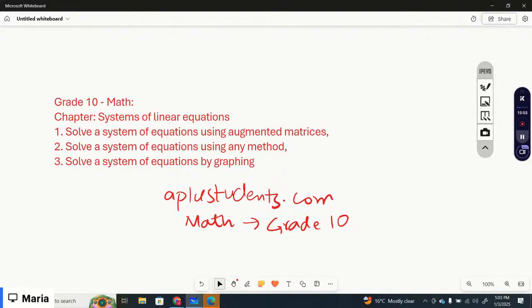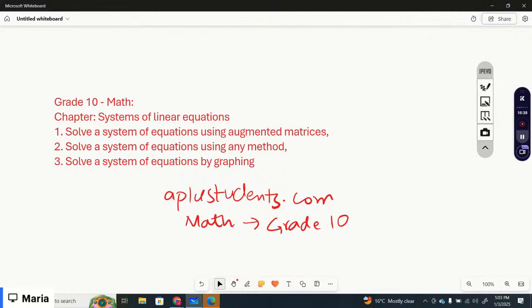There you can find a list of the chapters. We're going to start with the chapter systems of linear equations. The lessons we're going to cover today are: solve a system of equations using augmented matrices, solve a system of equations using any method, and solve a system of equations by graphing.